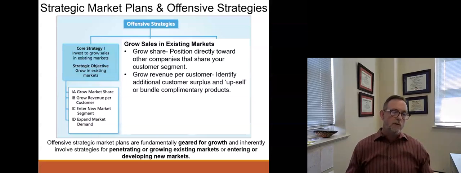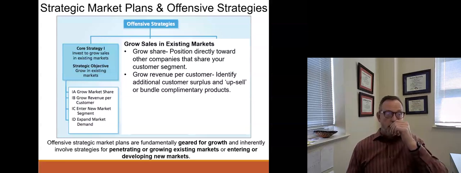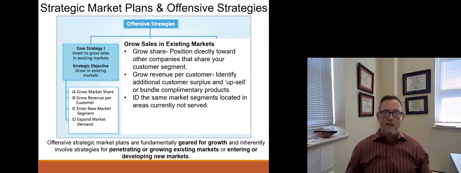We can look to grow revenue from existing customers by selling them more products, or finding what we call customer surplus, which is money the customer has, but they're not yet spending in our product category, but they have it available to do so. And so we want to entice them and encourage them and create more complementary products and do things like that that will bring that money into our sales model.